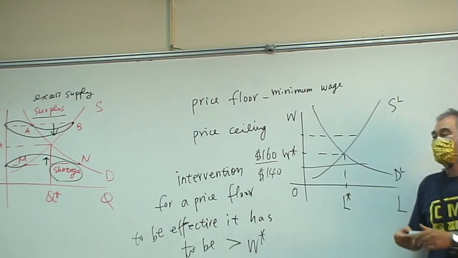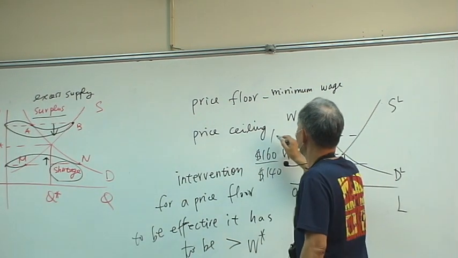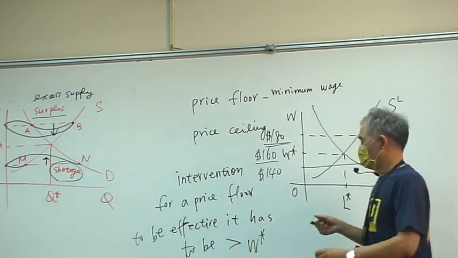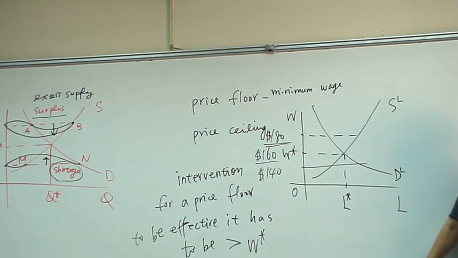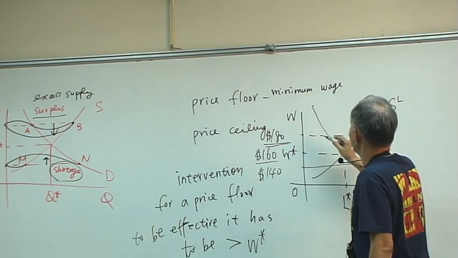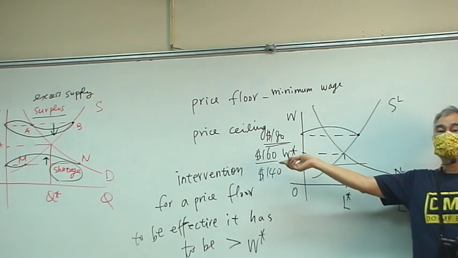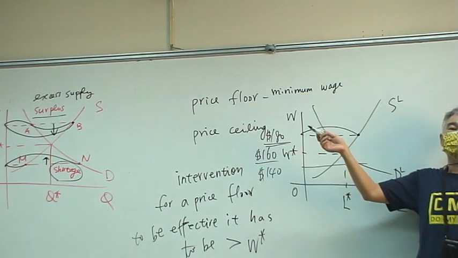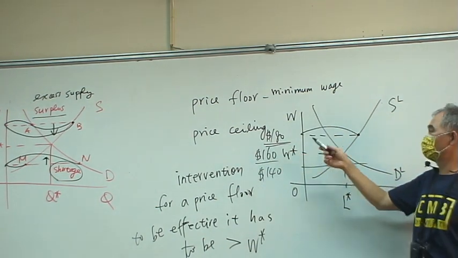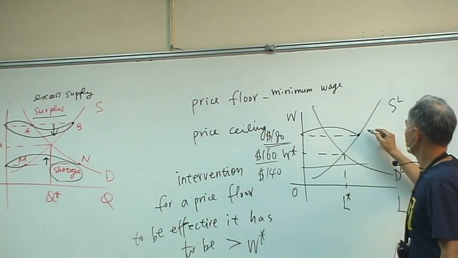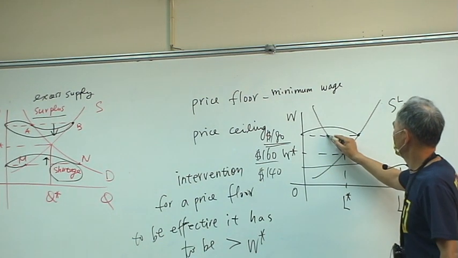So for example, the government says your wage rate is going to be $180 per hour. So what will happen in the market? Because this price is much higher than the equilibrium price, a lot more people want to work. Okay, a lot more people want to work. So here is the quantity supplied, that is A and B.